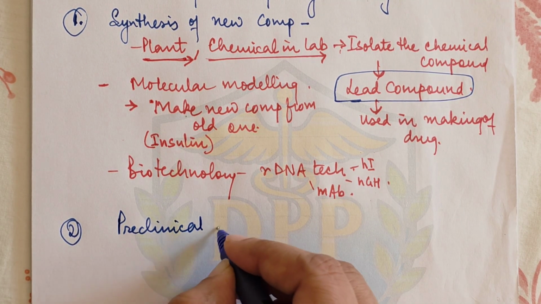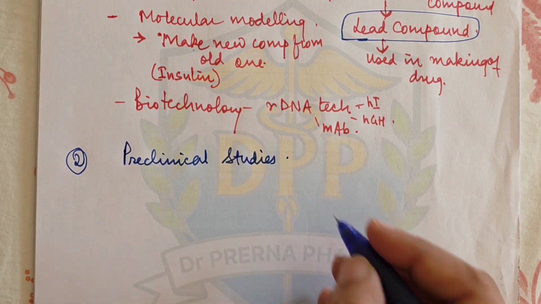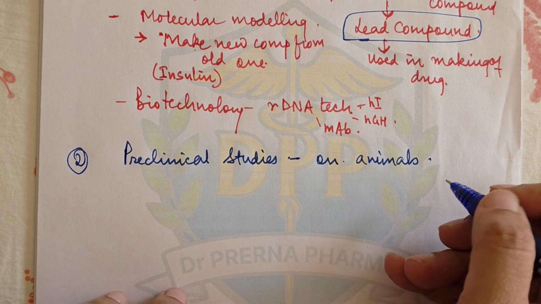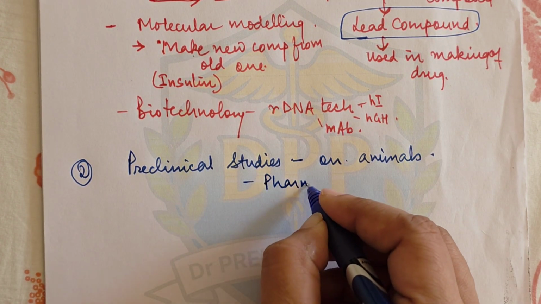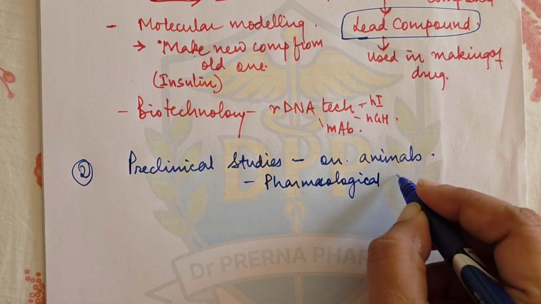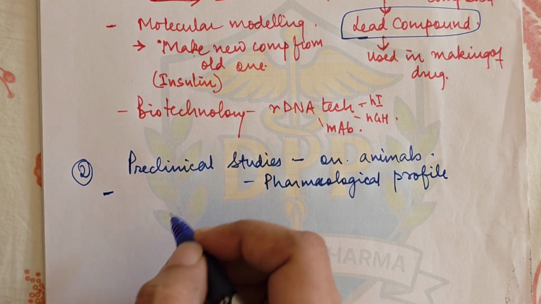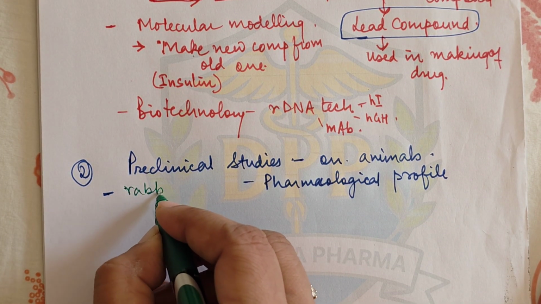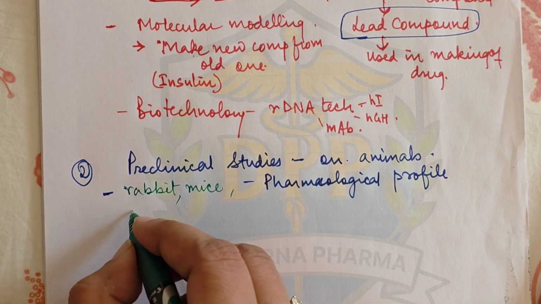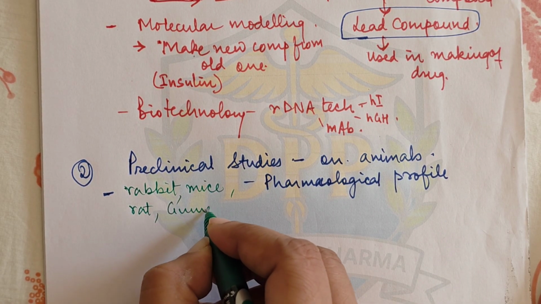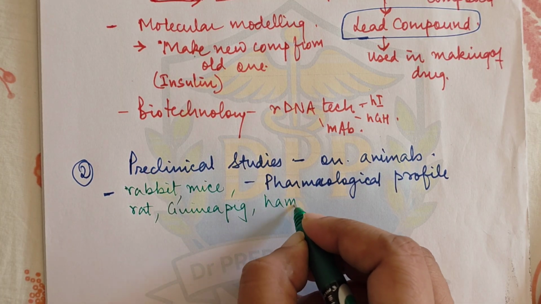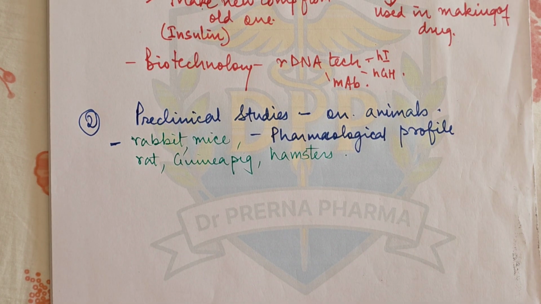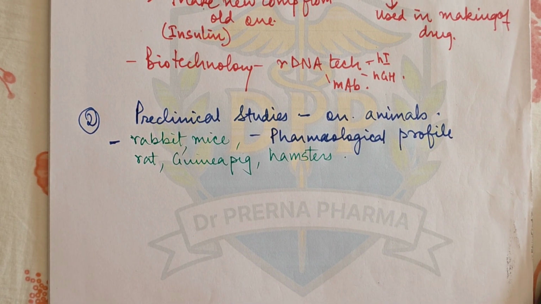Now in preclinical studies, these studies are basically studies which are done on animals. These are done to expose their pharmacological profile completely. Now which animals can we use? The animals are the small animals: rabbit, mice, rat, guinea pig, and hamsters. Large animals are now banned by the human animal rights activists, so we cannot use cat, monkey, and dog.